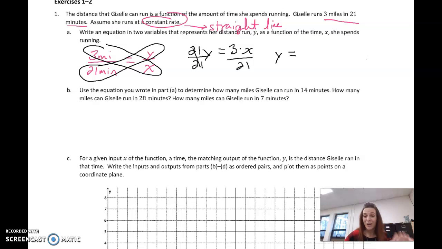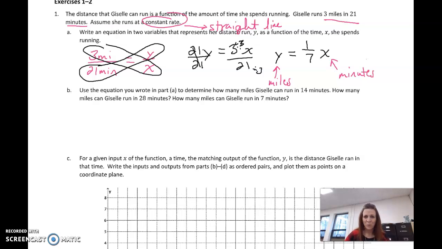Now I know this seems weird. We want to put 7 because we want to say 21 divided by 3. But we can write this as 3 over 21, or we can reduce it. 3 divided by 3 is 1, and 21 divided by 3 is 7. So we can just divide top and bottom by 3. So here is our linear equation, y equals 1/7 x. Remember, y represents miles, and x represents minutes.